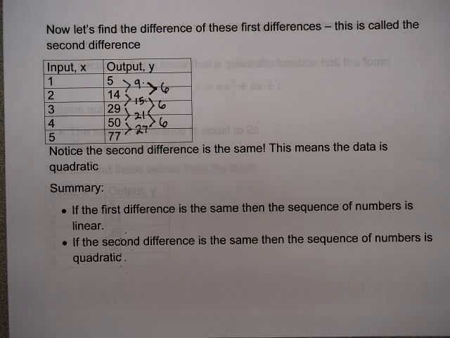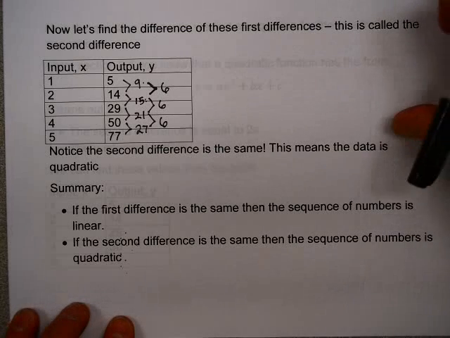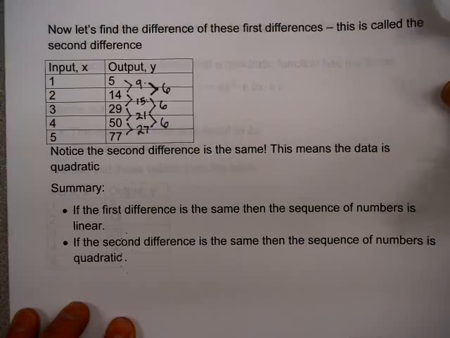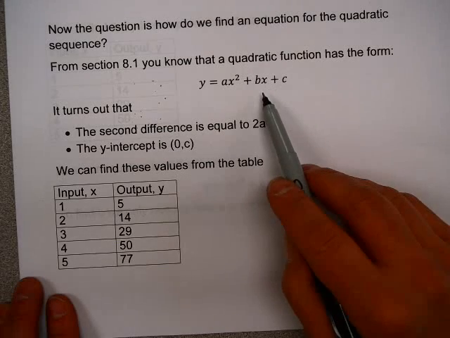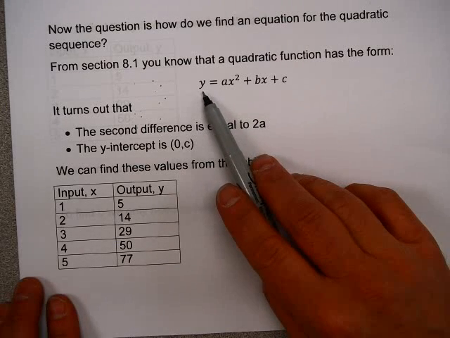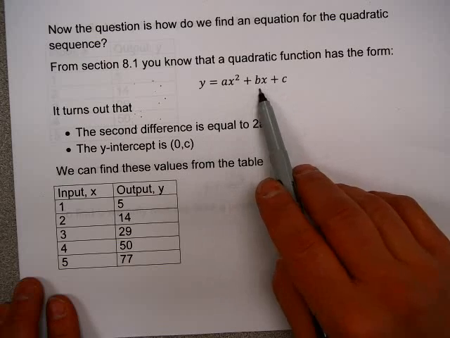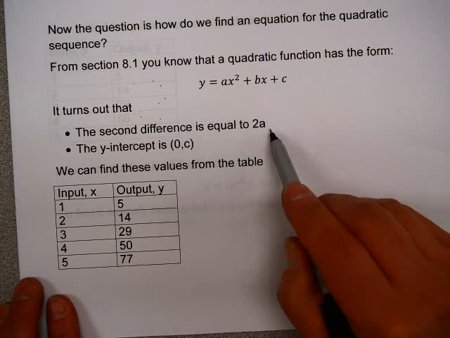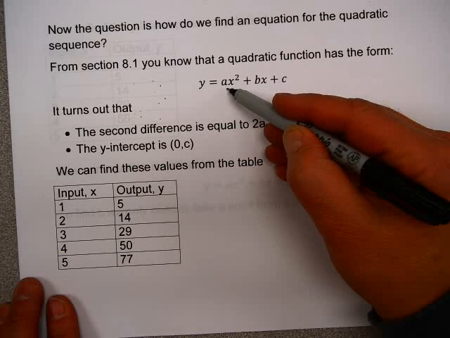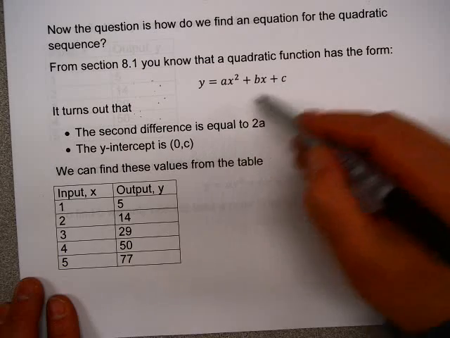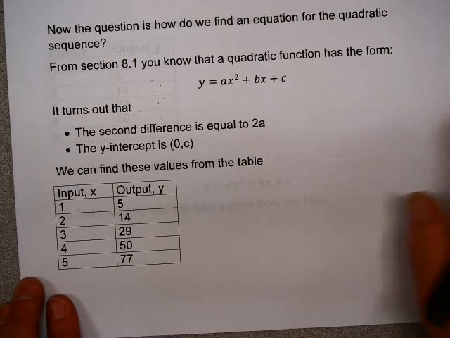So in summary, if the first difference is the same, then the sequence of numbers is linear. If the second difference is the same, then the sequence of numbers is quadratic. Okay, so let's see how to fit a quadratic function a little harder from the table. Now, you might remember from section 8.1 that a quadratic function is y equals ax squared plus bx plus c. Now, it turns out that the second difference is equal to 2 times a, where a is this coefficient, and the y-intercept is c. So we can find these values from the table.